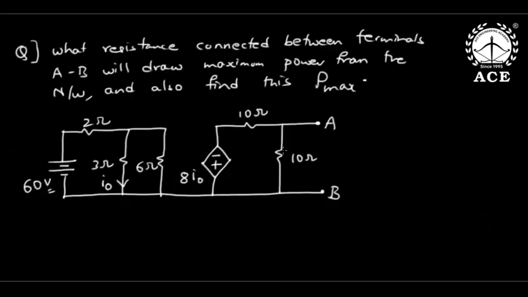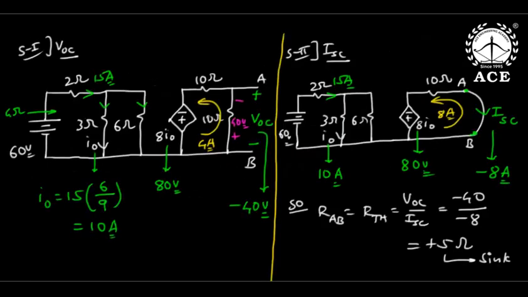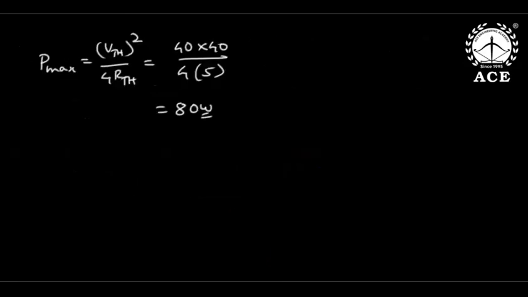If the question is only resistance, I told how to do. If the question is only resistance, then deactivate. You remove the 60 volts, then I0 becomes 0. Dependent voltage source also becomes 0, short it. Then 10 in parallel to 10, 5. Same 5 will come. But the procedure we did.